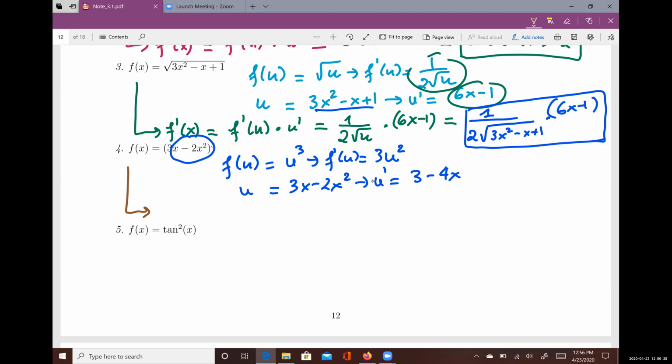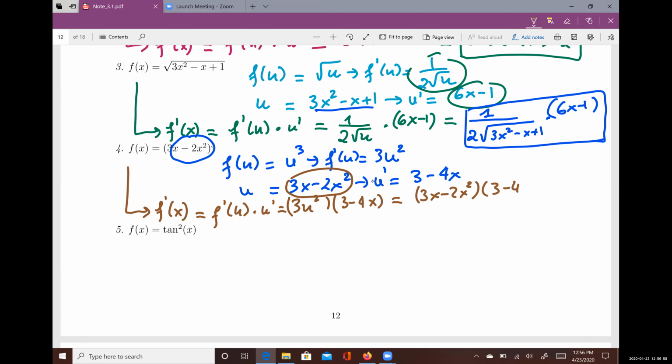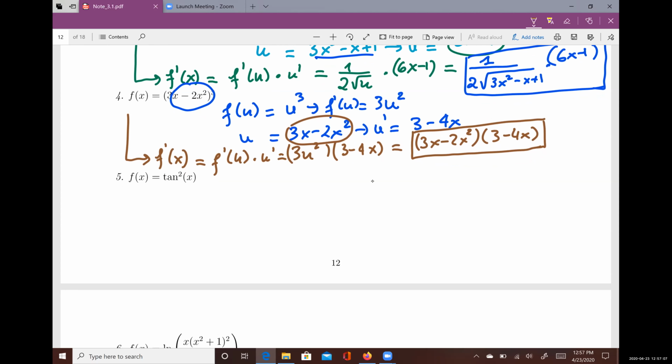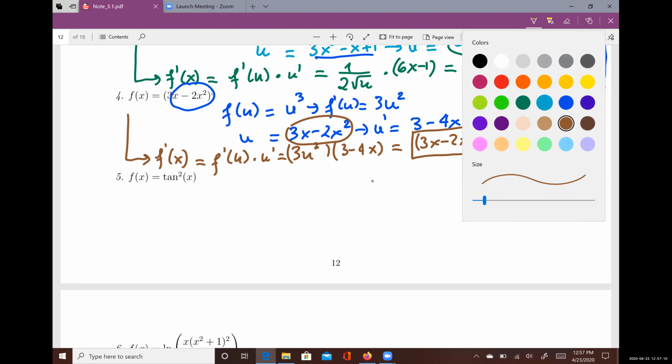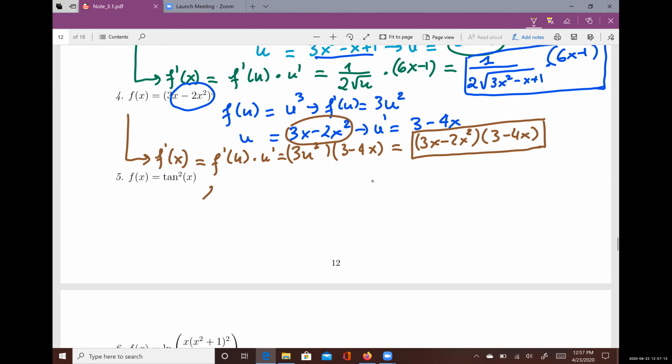And then in order to find f prime of x, I take f prime of u times u prime, which is 3u squared times 3 minus 4x, which equals, with u equal to 3x minus 2x squared, 3 times 3x minus 2x squared, squared, times 3 minus 4x. This is your answer. All right. Next one. So then you, again, identify what is f of u.